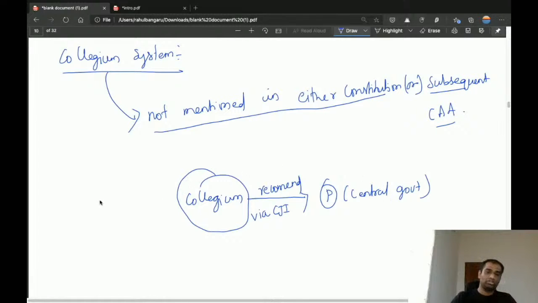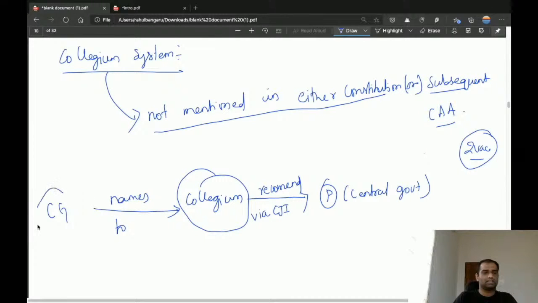See here, now who will prescribe names for the collegium's consideration? The collegium will recommend some names. For example, if there are two vacancies in the Supreme Court, two names have to be recommended for appointment to the President. So who will provide this initial list? Within that list they will scrutinize various members, and out of these members only they can appoint judges to the Supreme Court. The original names for the collegium system will be given by the central government. The central government will prepare a list of names that should be appointed as judges of the Supreme Court or High Court. Now they will give these names to the collegium.